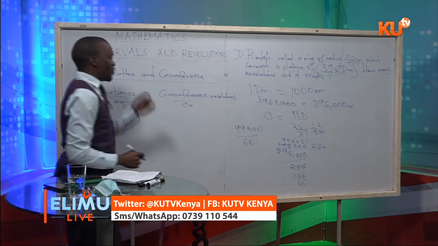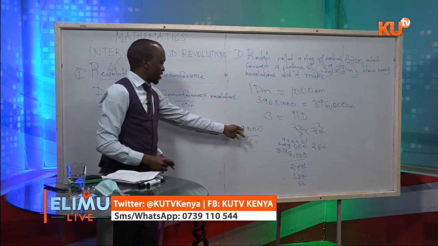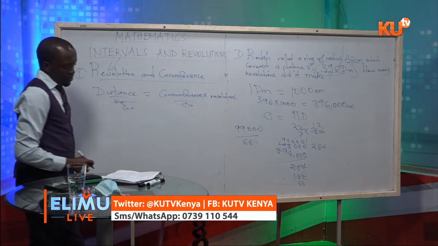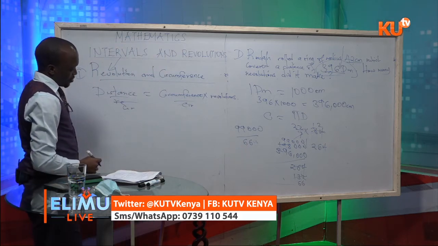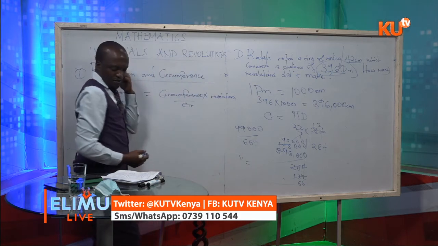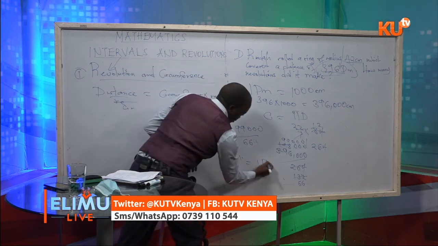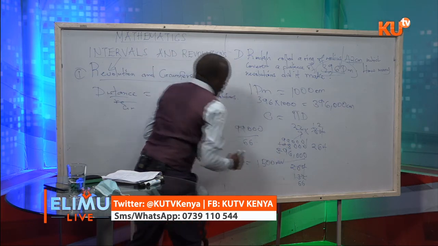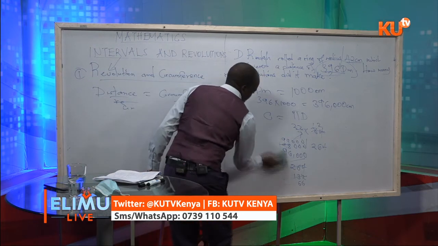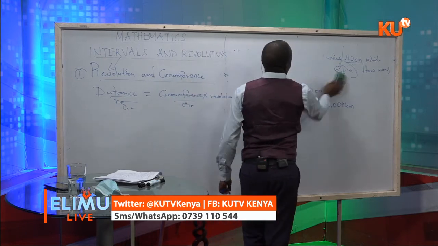Another number that can simply divide these numbers is 11, because you can see that 11 can go into 99. 11 can go here. Simplify this one. Our final answer will be, I want to make your work easier, 1,500. 1,500 revolutions.